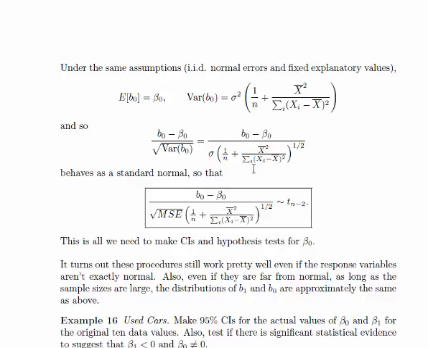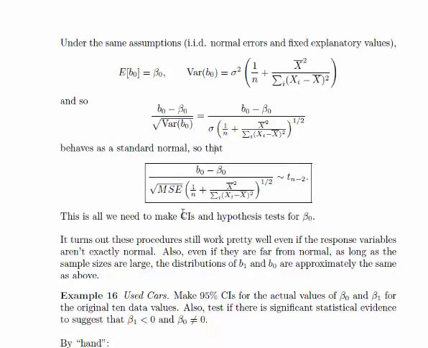All of this behaves like a standard normal, it turns out, and again, we don't know sigma here, so we approximate it with the square root of MSE, because MSE by itself is an unbiased estimator for sigma squared. So all of this stuff has a t distribution with n-2 degrees of freedom. And so this is all we need to know to make confidence intervals and hypothesis tests for beta naught.